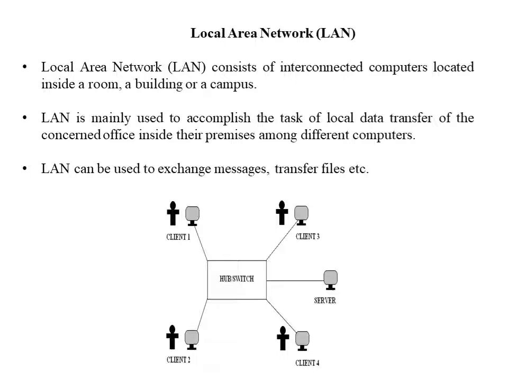So this is the picture of a LAN. Here you can see in this picture one hub or a switch can be used to connect different computers. So one computer is the server here and the other four computers are the clients. So the clients can connect to the server. Clients can also connect to other clients with the help of the server.